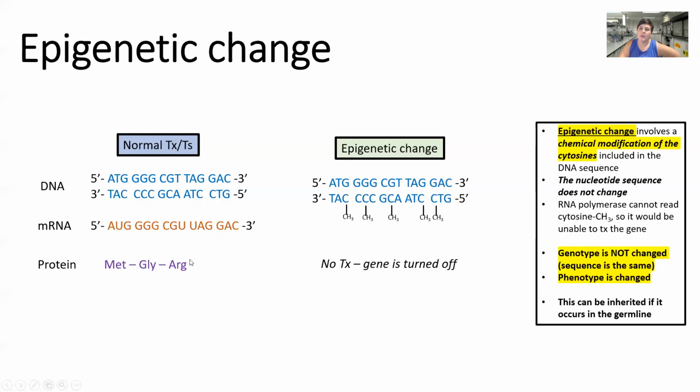In the normal case, you're getting a polypeptide, you're getting a protein. But if you have a lot of methylation, your genotype is not changed. Your genetic sequence is still the same, but your phenotype has changed. Like the gene's turned off, so your phenotype is changed. So this is how you can get a phenotypic change without changing the genotype. There is chemical modification, but it's not changing the nucleotides. This can, just like genetic mutation, be inherited if it occurs in the germline, which again we'll talk about.